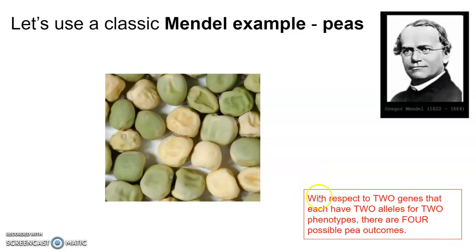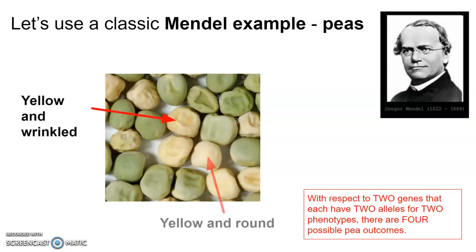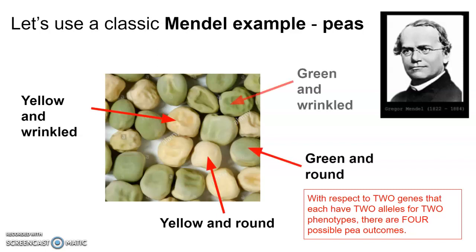So, with respect to 2 genes, these 2 different traits, that each have 2 alleles for 2 different phenotypes that we can notice here, there are actually 4 possible pea combinations. You can have round and yellow, round and green, wrinkly and yellow, wrinkly and green. Oh, there you go. I read my own mind.